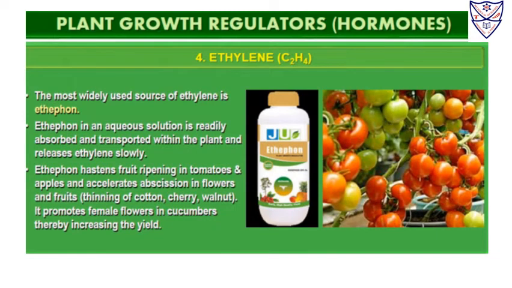Now, the most widely used source of ethylene is Ethephon. Ethephon is an aqueous solution readily absorbed and transported within the plant, and it releases ethylene very slowly. Ethephon hastens fruit ripening in tomatoes and apples and accelerates abscission in flowers and fruits. It promotes female flowers in cucumbers, thereby increasing their yield.